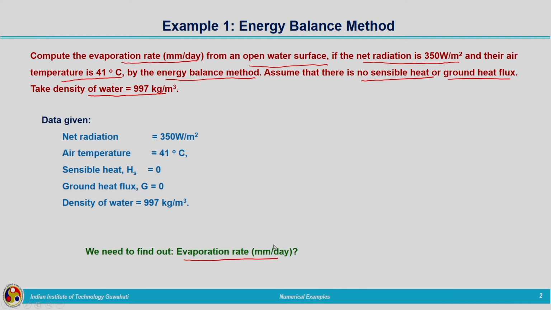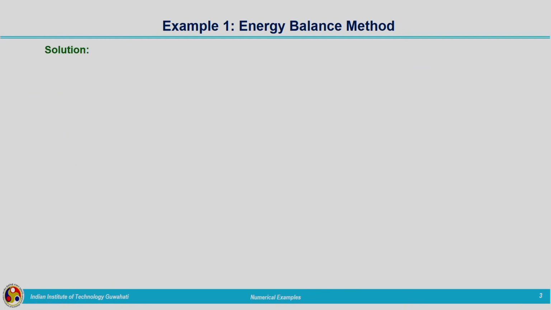This is a simple numerical example. The solution can be found directly by using the formula under the energy balance method. So, how can we determine evaporation due to net radiation? That is by using the energy balance method. The formula which we have derived is ER equals Rn divided by LV rho W. Other terms were there, that is the heat flux related to the heat loss to the ground and also sensible heat, which can be neglected in this case. So, our simplified formula for calculating evaporation due to net radiation is given by this expression.